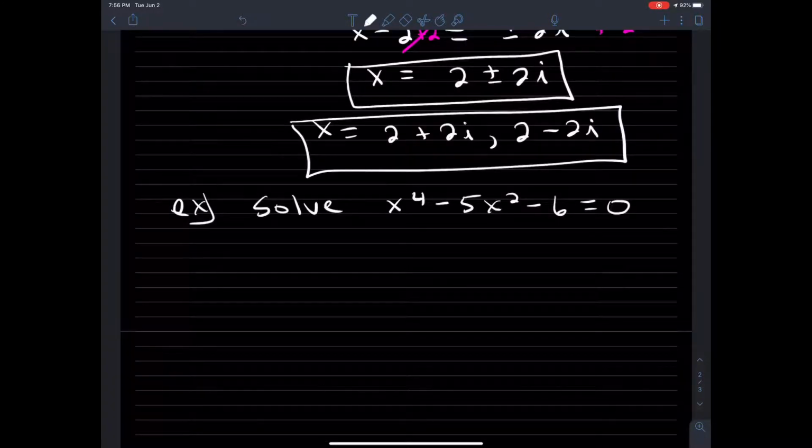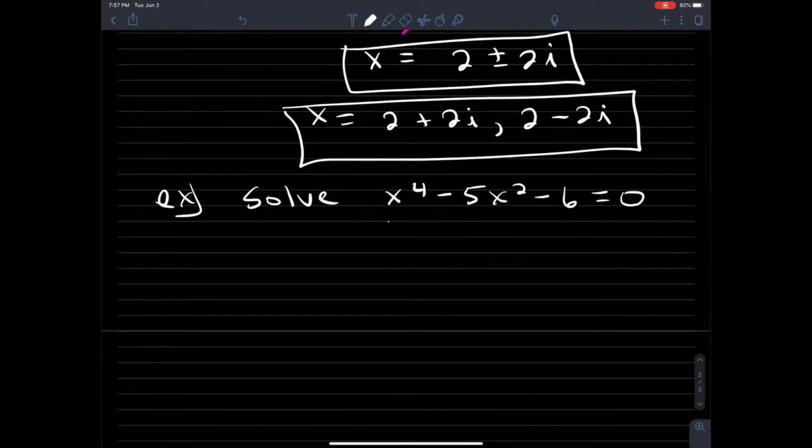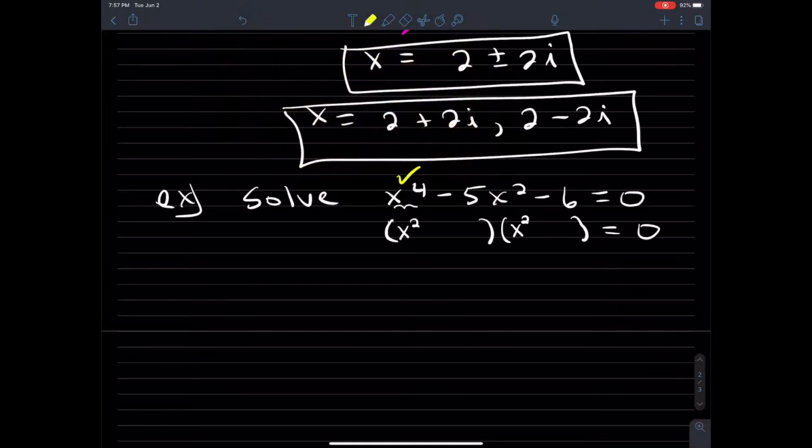Okay, so this next problem we're going to solve is a 4th degree polynomial, so maybe there's 4 answers, we'll look out for that. But it is a trinomial, and a trinomial can be factored into 2 binomials. Let's see if this can be factored first. Since this is x to the 4th, what times what is x to the 4th? How about x squared times x squared equals x to the 4th?